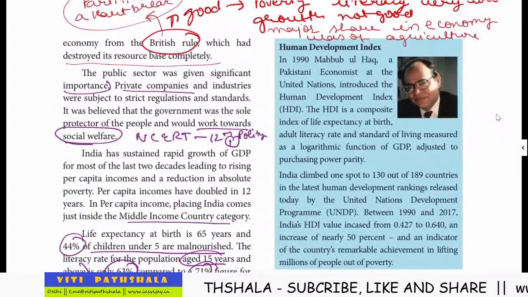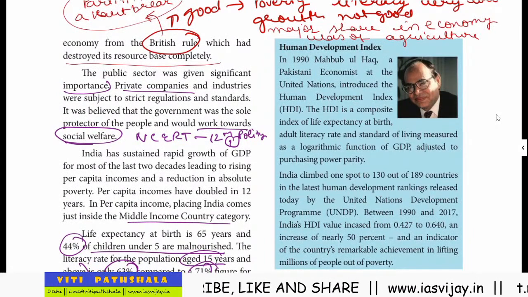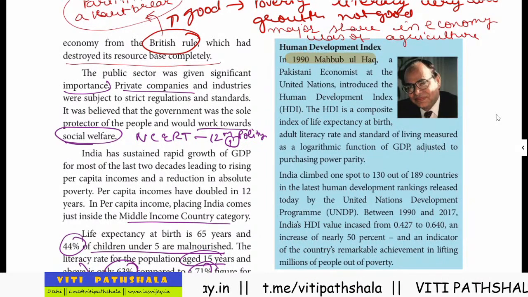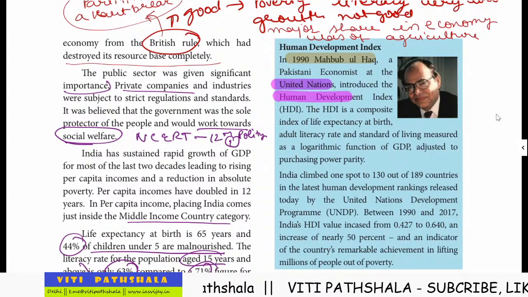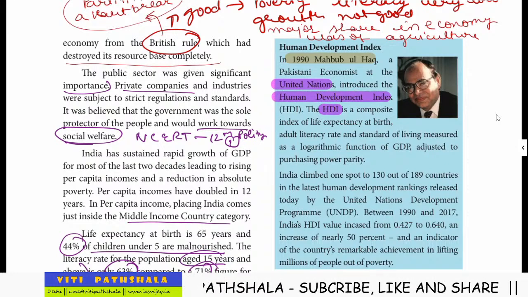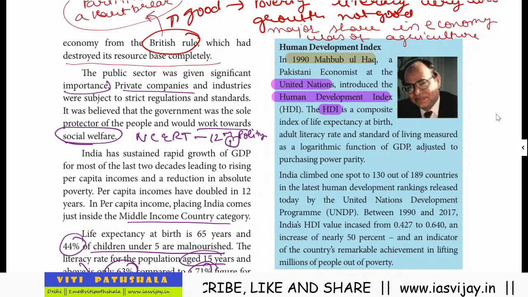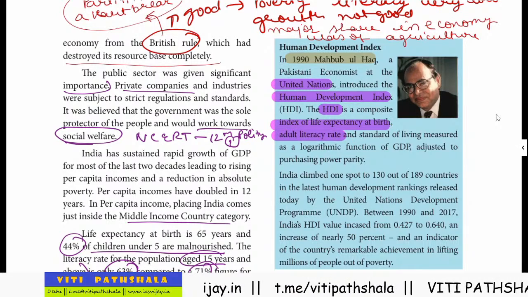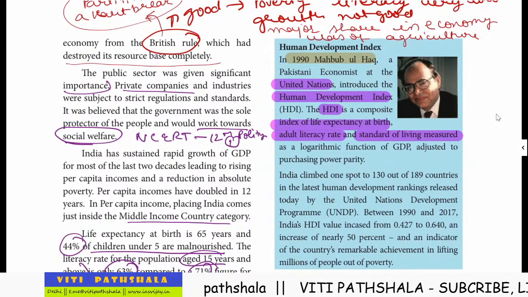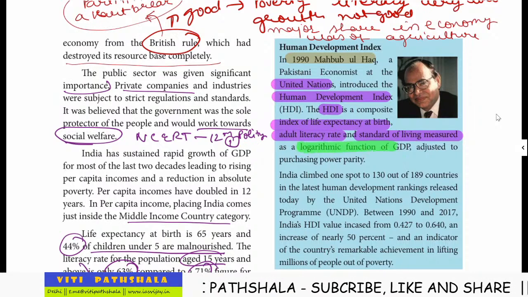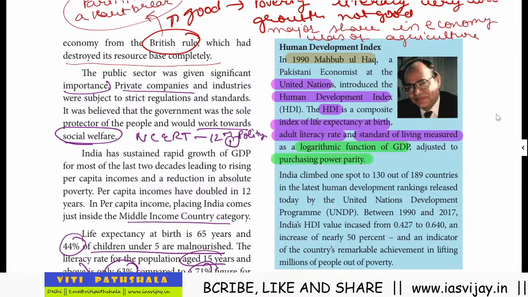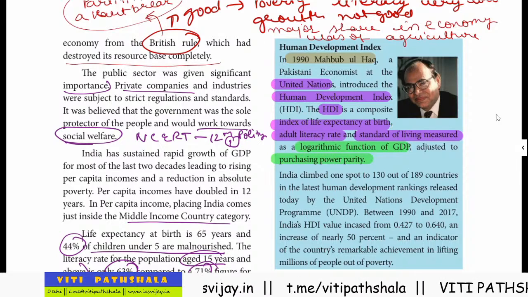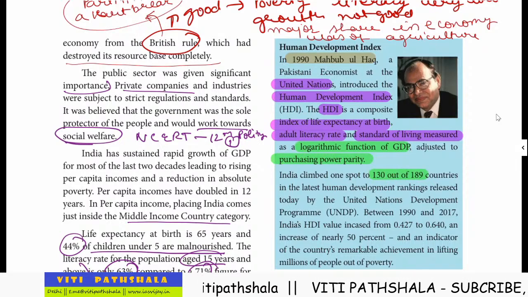Now, this is a very important thing about the Human Development Index. In 1990, Mehboob ul Haq, a Pakistani economist at the United Nations, introduced the Human Development Index. Now, what is the Human Development Index? It is a composite index of life expectancy at birth, adult literacy rate, and the standard of living measured as a logarithmic function of the GDP adjusted to purchasing power parity. Now, India climbed one spot, that is 130 of the 189 countries in the latest.